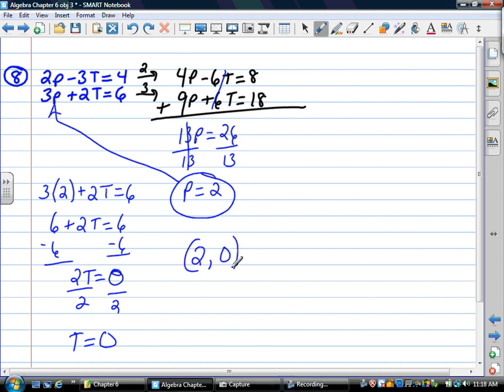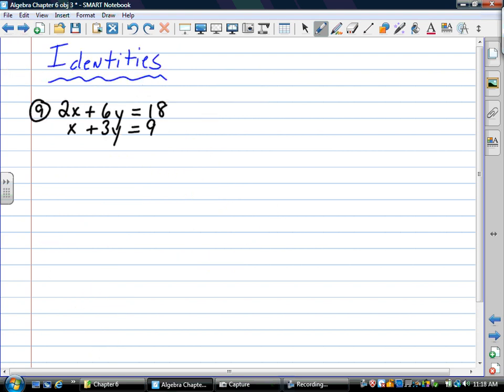We check it. 2 times 2 is 4. 4 minus 0 equals 4. 3 times 2 is 6. 6 plus 0 equals 6. It works. All right. And now we get to an example that's a little bit different from the others.